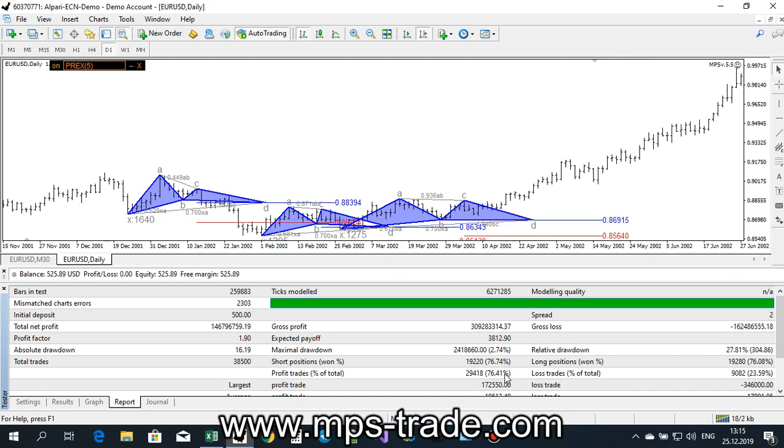76% of winning trades, and relative drawdown is 27%. I like relative drawdown because it is much better than maximal drawdown. Maximal drawdown is calculated in money. If I have a larger account, my maximal drawdown is larger, of course, but in percentages it doesn't show me the true value. The true value is relative drawdown. So the relative drawdown was 27%.